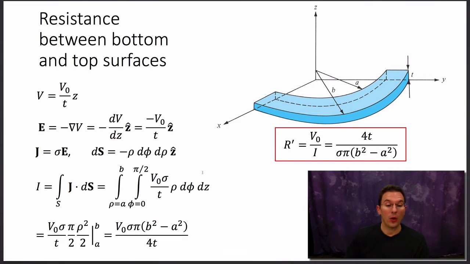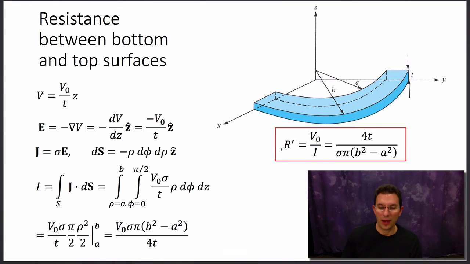Anyway, carrying out the phi integration is easy. That just gets us a factor of pi over 2, and then we have an integral over the rho variable here, which gets us the integral of rho d rho, which is rho squared over 2, and we have to evaluate that at b and a. And that gets us this expression right here for the electric current.